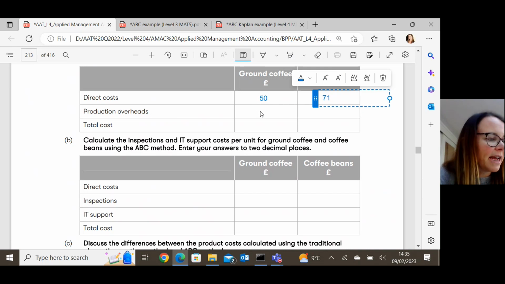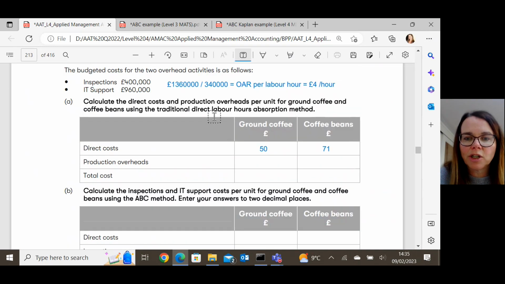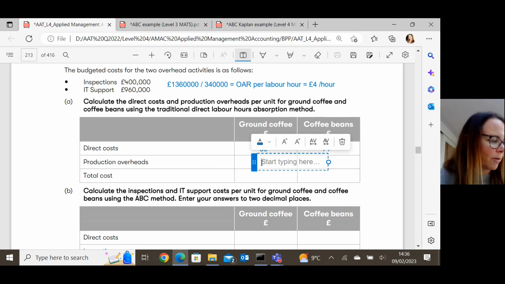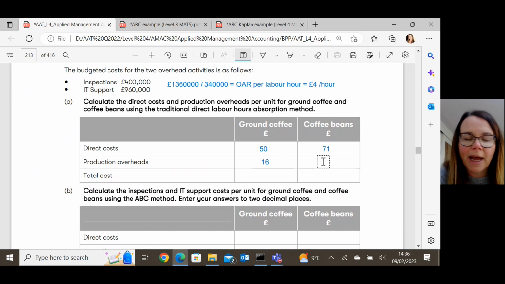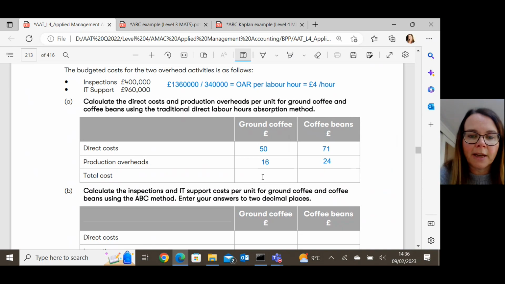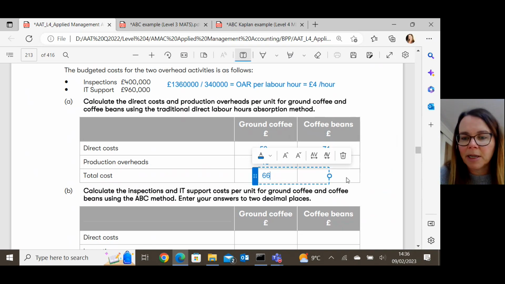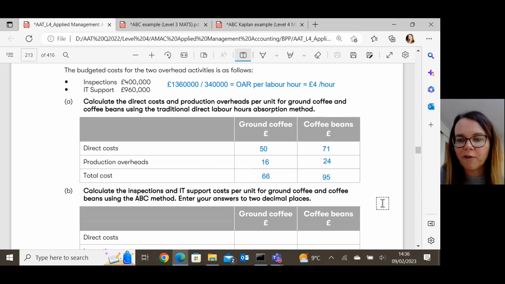The production overheads, doing it on the traditional absorption cost method, we know it's £4 per hour. So 4 hours, 4 times 4, that will give me 16. And here £4 per hour, and there were 6 hours, so 4 times 6 gives me 24. And then I just add together to get my total costs using the traditional method. Straightforward.